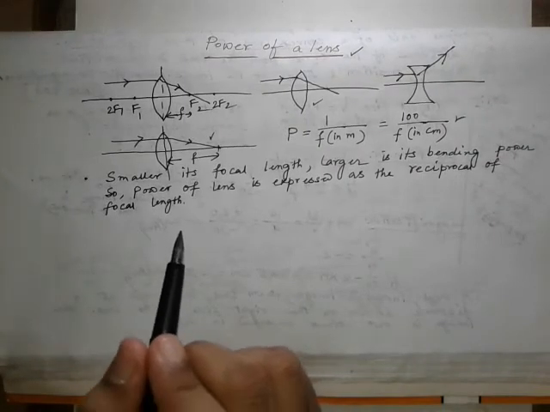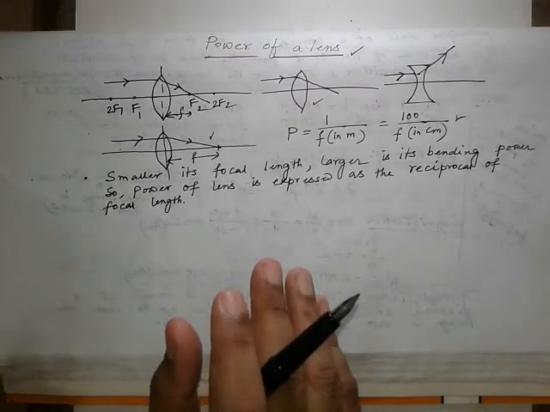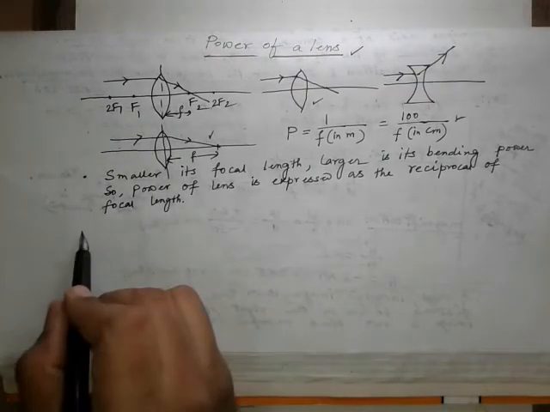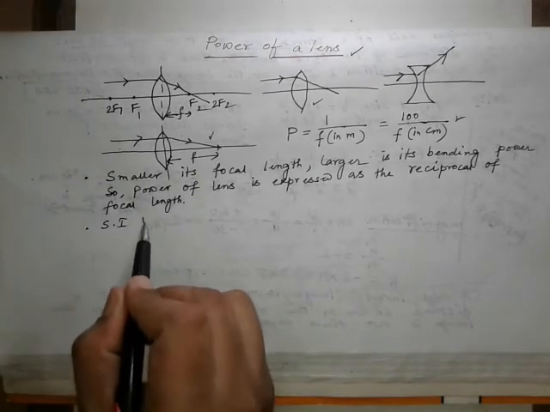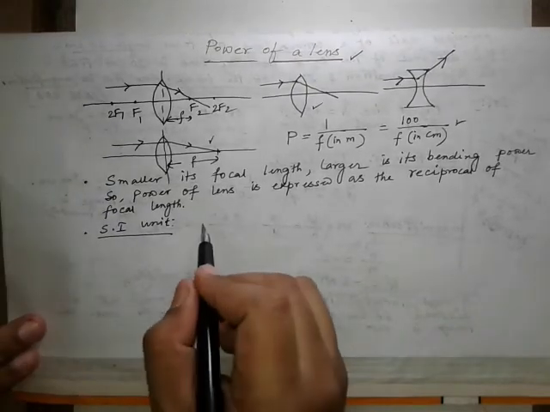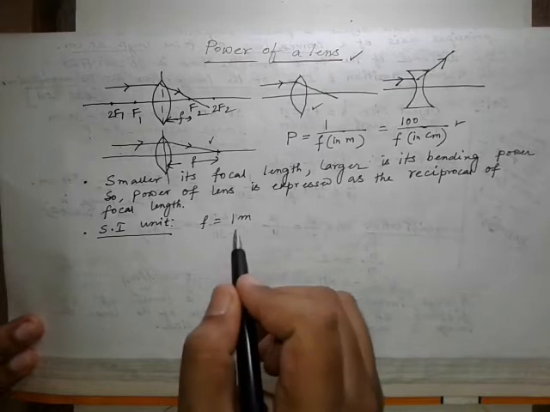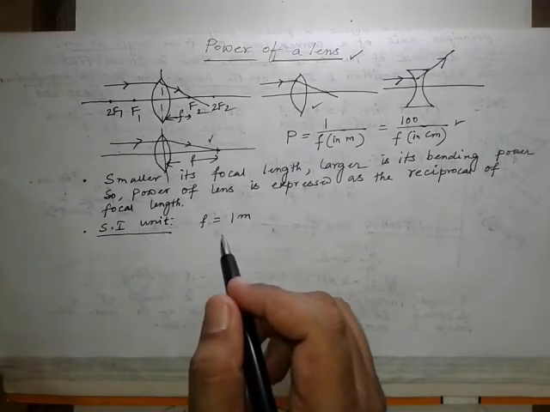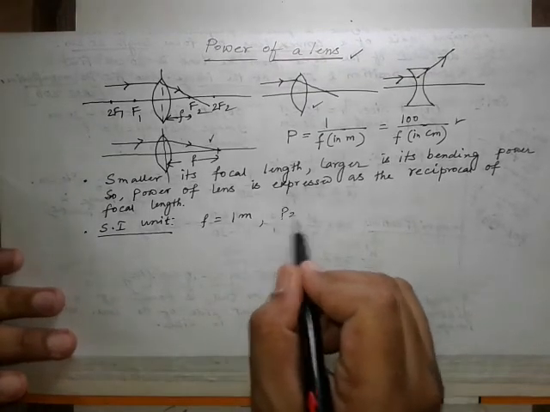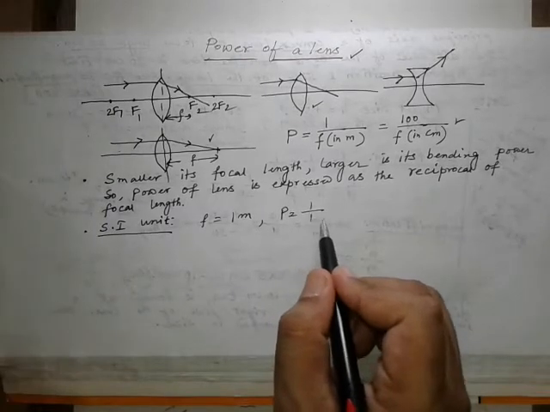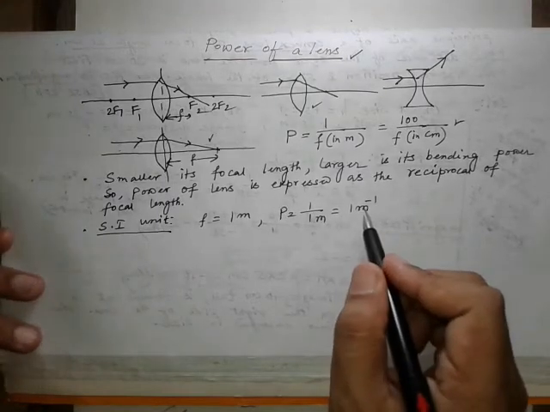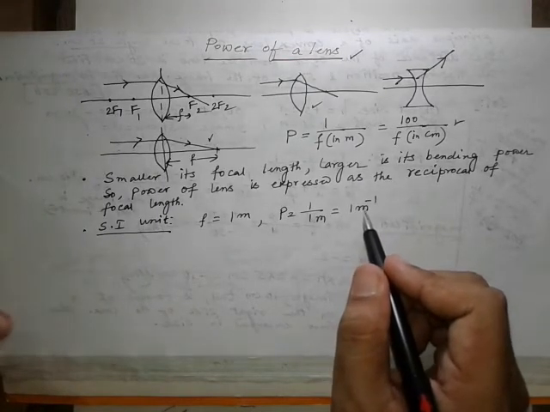Okay, so now what will be the SI unit of the power? If F is taken in SI unit, so now if F is 1 meter, you can write P, the power of the lens, is equal to 1 by 1, that means 1 to the power, so 1 m to the power minus 1. So this is also called the diopter.